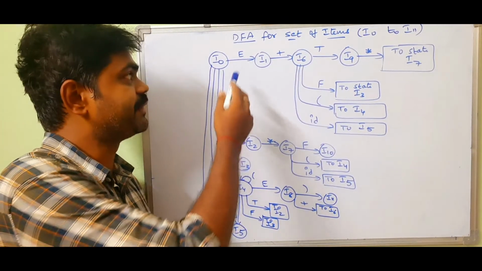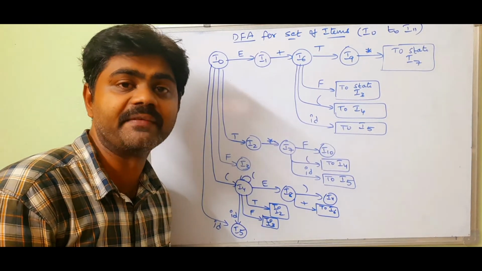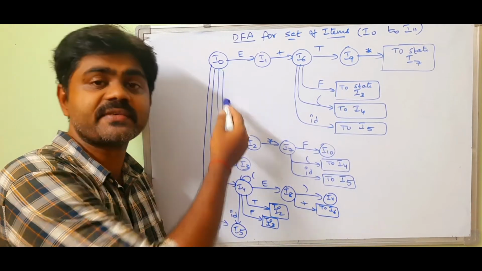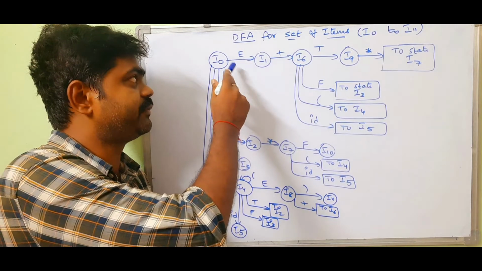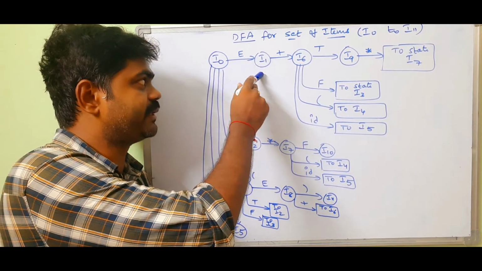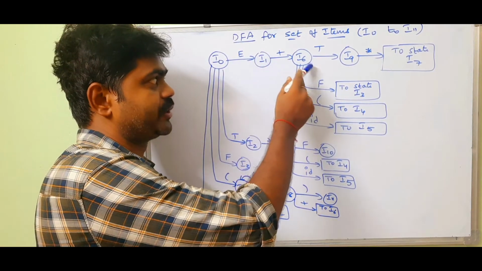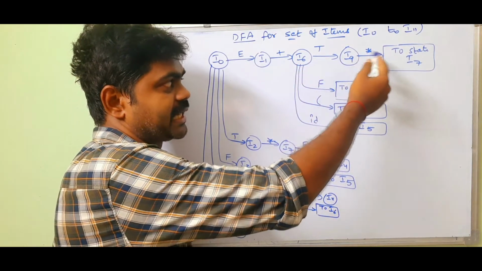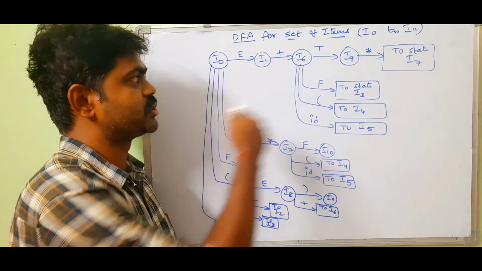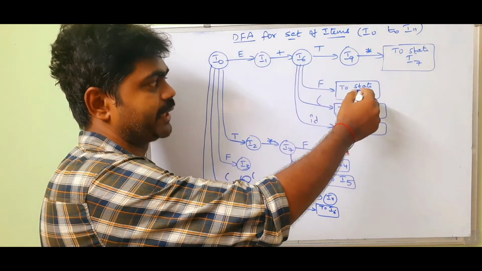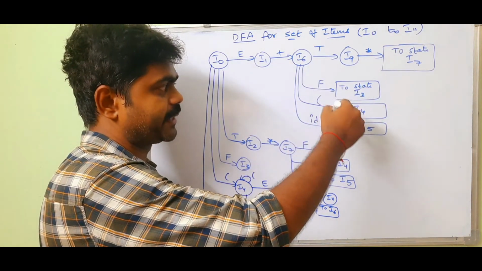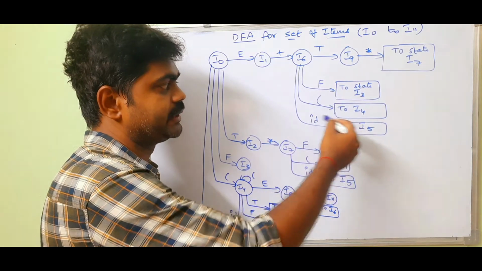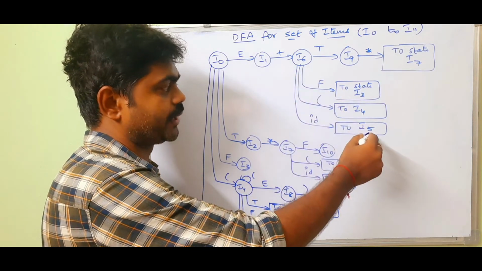So this is the DFA for set of items I0 to I11. We start with I0, that is our starting state. If we apply E on I0, we will go to I1. If we apply plus on I1, we will go to I6. If we apply T on I6, we will go to I9. If we apply star on I9, we will go to I7. If F is applied on I6, we go to I3. If left parenthesis is applied on I6, we go to I4. If ID is applied on I6, we go to I5.